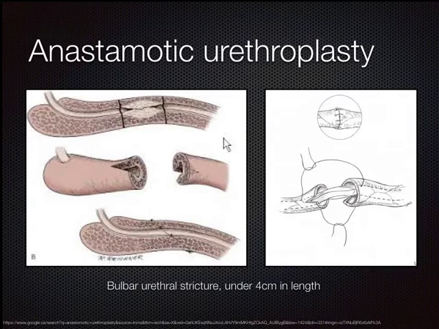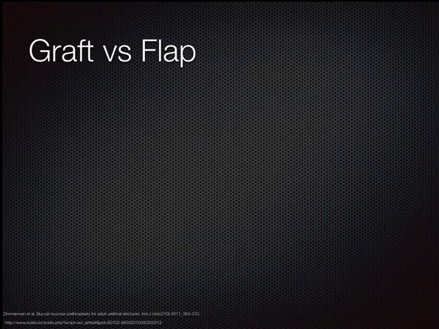If anastomotic urethroplasty is deemed not an option, either due to excessive length or location in the penile urethra, where this procedure does carry a significant risk of chordee as a complication, augmentation or onlay urethroplasty can then be performed. So this brings us to grafts versus flaps.